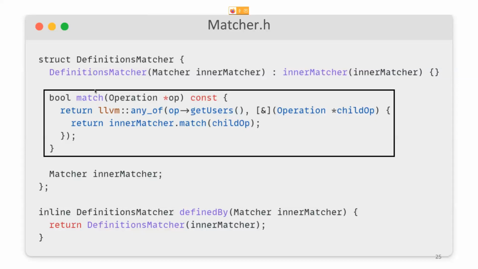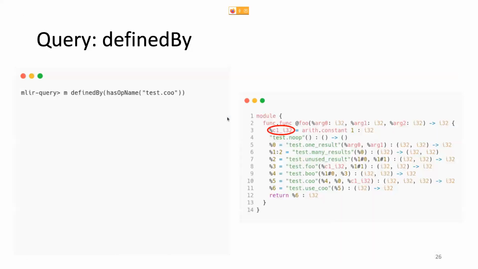So the definitions matcher will look something like this. We have a constructor with a matcher, inner matcher, which is a matcher itself. And then it looks at all the children of the current operation, and checks if any of them matches the inner matcher. So this is how it would look like. So when you have this query defined by has op name test.q, it goes through each operation to check if the current operation matches it.